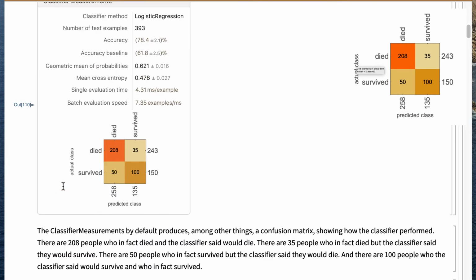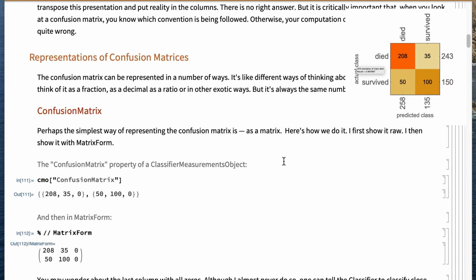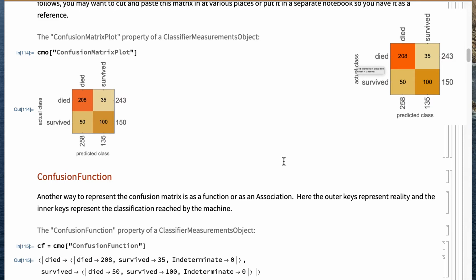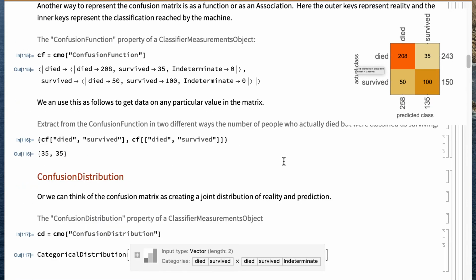So if you think that died is the positive category, let's look at our distribution again. Let's just go up here. If you think that died is the positive category, then there were 100 that were negative that you got correct. Whereas if you think survived is the positive category, then there are 208 that are negative, they died, and that you got correct.